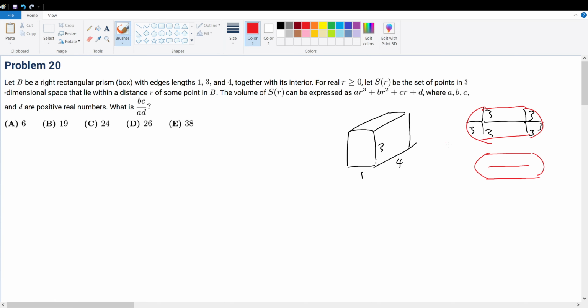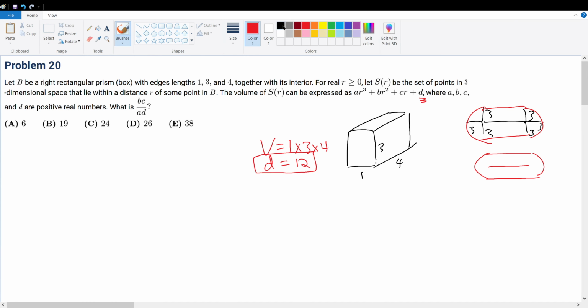Let's first start with the easiest volume, which is D. D has to be within 3 units. So one of them is going to be the very volume of this entire thing, because this is always going to be within 0 units of this prism. So this is going to be a valid region of space that would satisfy the conditions, which is 1 times 3 times 4, which is equal to 12. That's the volume, but that is equal to a constant, and D is a constant. So that means D is equal to 12.